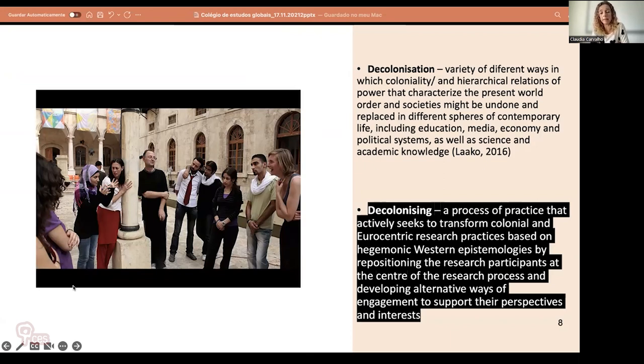Specifically, these authors understand decolonizing as a process or practice that actively seeks to transform colonial and Eurocentric research practices based on hegemonic Western epistemologies, by trying to reposition the research participants. And we are not only talking about academics, but all the people, all the organizations, all the intervenients in the research process. They need to be at the center of the research and not only looked at as objects or even subjects of that research. And that has an immense impact on the way we develop knowledge itself. So what are those impacts? How do those changes affect ourselves and others?